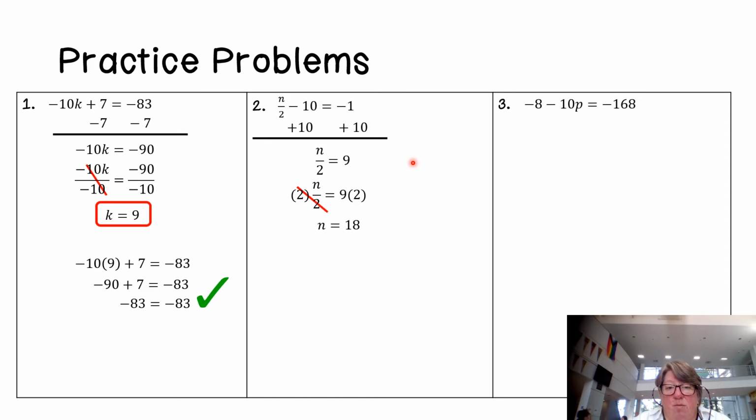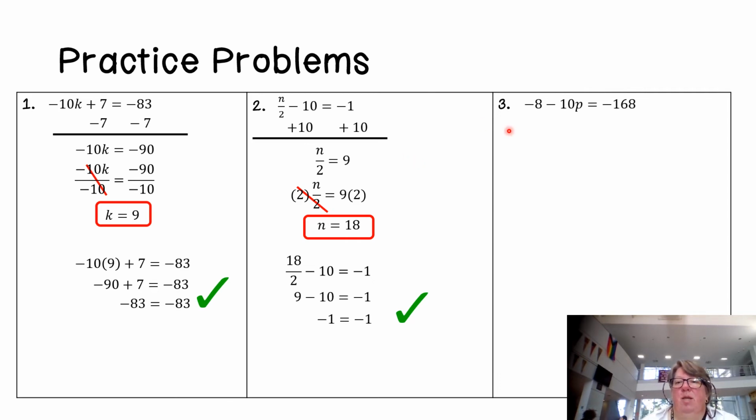What do we do now? We verify it. Verifying is part of doing the work. Answers without verification are incomplete. So we put the 18 back in for the n, and we simplify, and we end up with a true statement. So we know that n equals 18 is our solution.